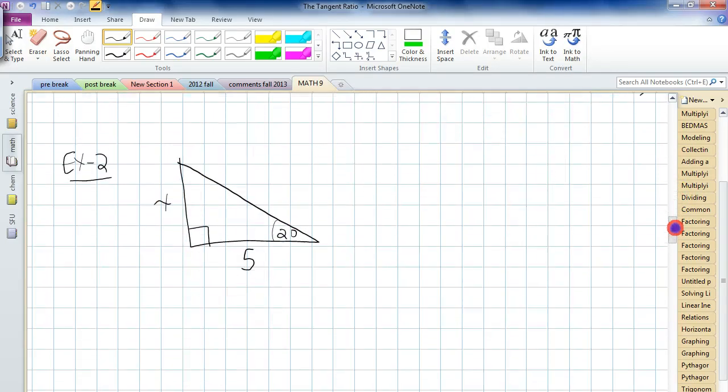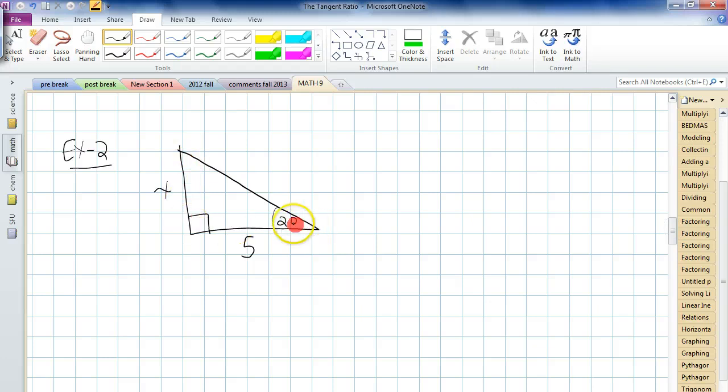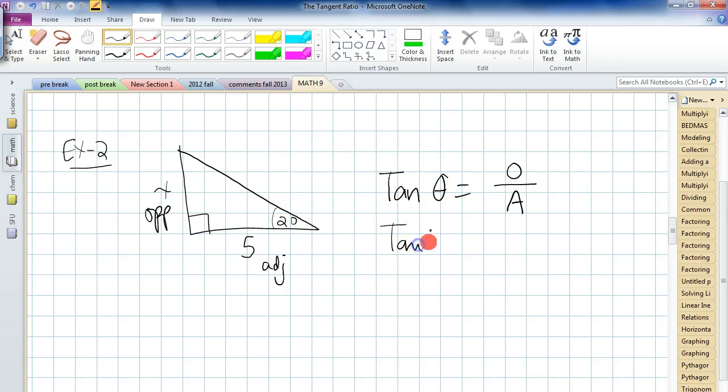Let's try another one. Let's say you have a triangle like this. There's the angle we know, and we don't know this side here. So, again, we have to identify the sides. That's adjacent. That's opposite. So we need our tan of an unknown angle is equal to the opposite over the adjacent. The angle we actually know is 20 degrees. So tan of 20 is equal to opposite, which we don't know, so we'll call it x, or you can call it O if you want. The adjacent is 5.